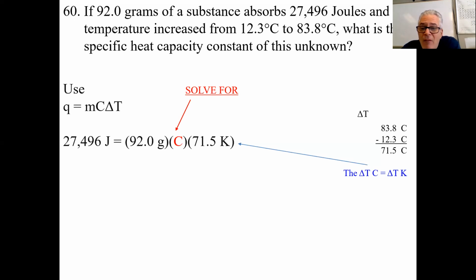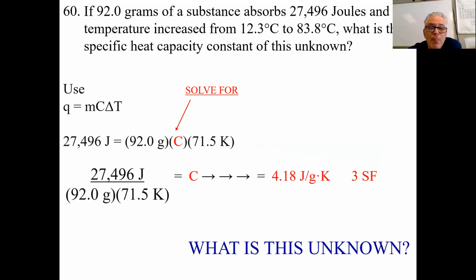Now, in order to solve for C, we have to divide both sides by 92 grams and 71.5 Kelvin. So look what I did. I did it on the right and I crossed everything out, but on the left, I have all those joules divided by 92.0 grams times 71.5 Kelvin. Most important, watch the units, joules per gram dot Kelvin. And lo and behold, the answer comes out to be 4.18.